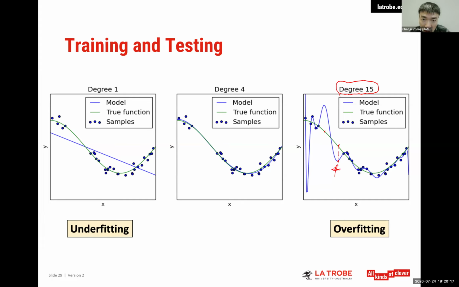This is f, and this should be y. So you can see that there's a large difference between the predicted value and the true label value y. This will result in poor performance for unseen data prediction.